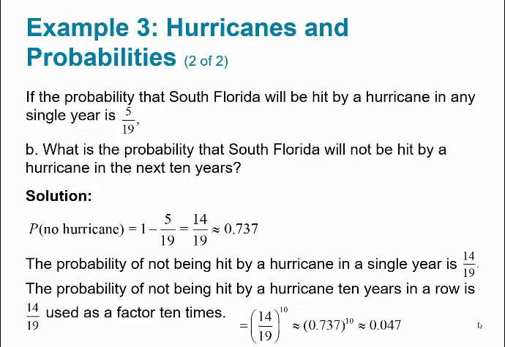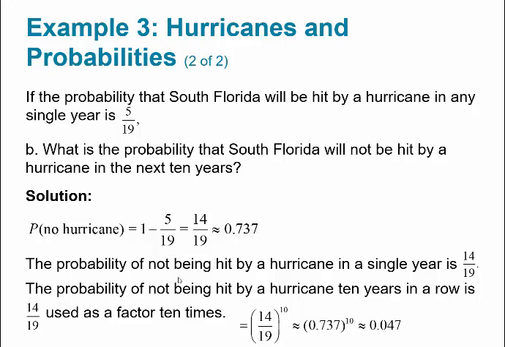All right, let's try this one. If the probability that South Florida will be hit by a hurricane in any single year is 5 out of 19, what is the probability South Florida will not be hit by a hurricane in the next 10 years? Okay, so 10 years in a row without a hurricane. Well, the probability of no hurricane is 14 out of 19, which is roughly 0.737 chance.